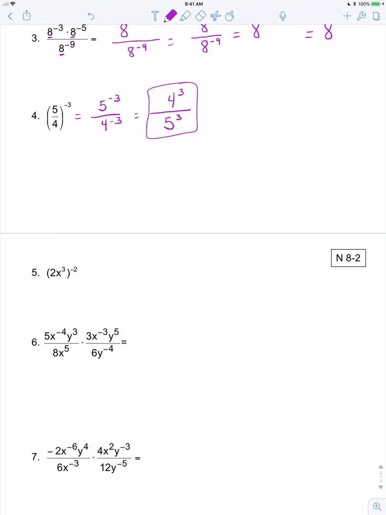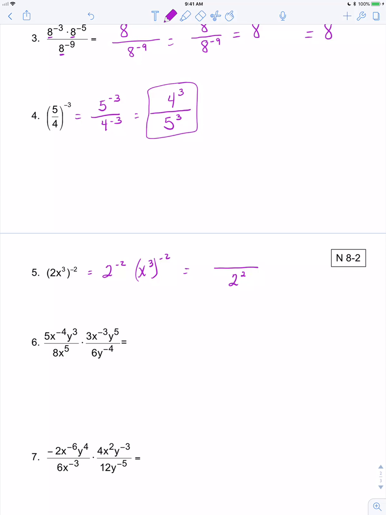So we've got 2x cubed, all raised to the negative 2 power. Remember, that means 2 is raised to the negative 2 power, and x cubed is also raised to that negative 2 power. So 2 to the negative 2 power needs to be put on the bottom, and I just like to draw my line here. So 2 to the negative 2 needs to go on the bottom and be positive 2.